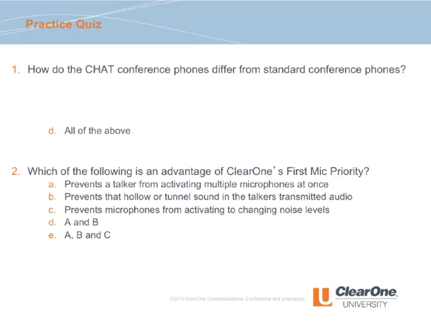Which of the following is an advantage of ClearOne's first mic priority? A. Prevents a talker from activating multiple microphones at once. B. Prevents that hollow or tunnel sound in the talker's transmitted audio. C. Prevents microphones from activating to changing noise levels. D. Both A and B. Or E. A, B, and C.